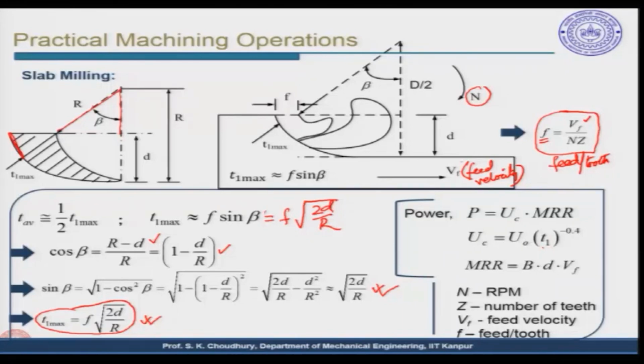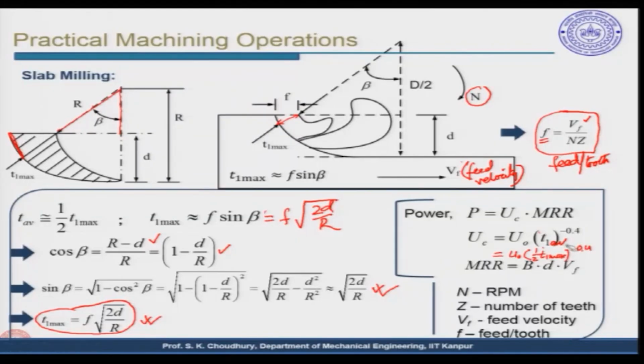This is the T1 which has been shown here. Well, T1 you can find out from here, all right. Now, T1 average is shown here. This is T1 average which is taken, and this T1 average is taken as half of the T1 maximum. This can be written as U0 into half of T1 maximum to the power minus 0.4. Okay.